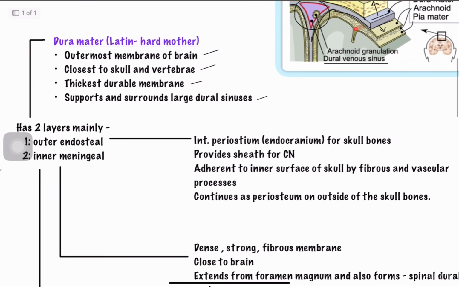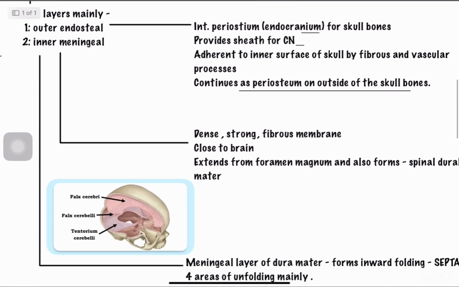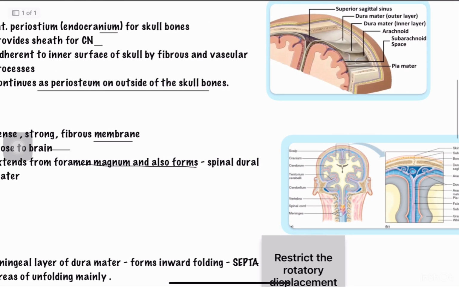So we can say the outer endosteal layer is continuous with the endocranium and provides a sheath for the cranial nerves as well, and continues as periosteum on the outside of the skull bones. And the inner meningeal layer is a fibrous membrane close to the brain and extends from the foramen magnum and also forms the spinal dura mater, as I said earlier.